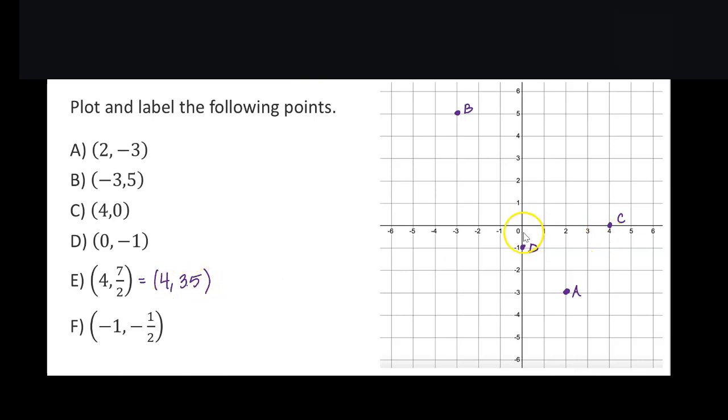So here, from the origin, we're going to travel 4 units to the right because that's a positive first coordinate. And the second coordinate, 3.5, we're going to go up 3.5. So right between 3 and 4 is where we're going to label our point E.